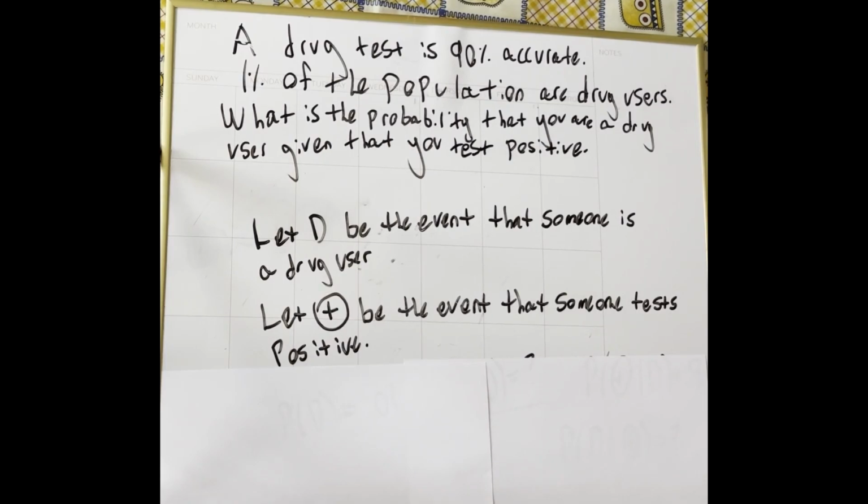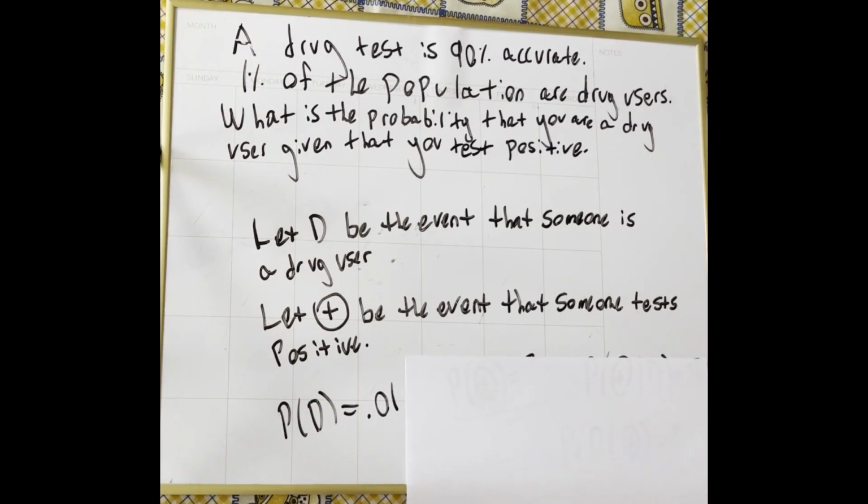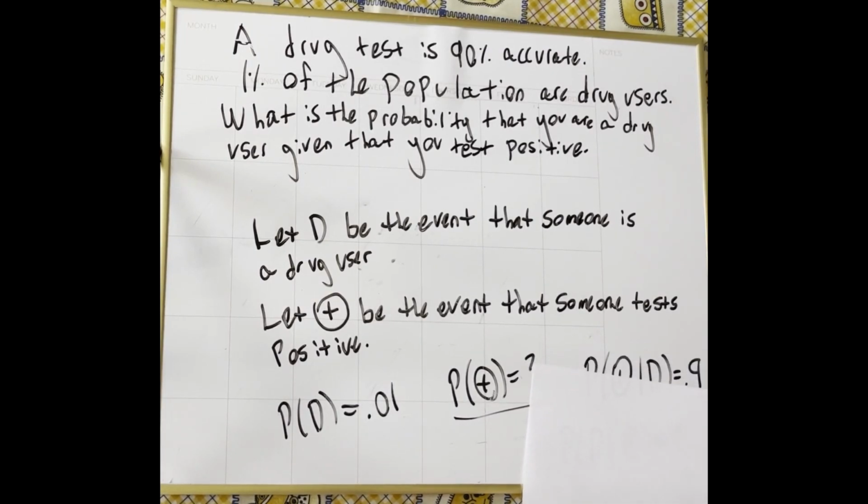So the first thing I'm going to investigate is the probability of D. What is the probability of event D from our given information? The probability of this event is 1%, or 0.01. Now, let's investigate. What is the probability from our given information of somebody testing positive? Well, that information isn't directly given. What this first line tells us, a drug test is 90% accurate, it tells us that the probability that somebody tests positive is 90% if they are a drug user. So the probability that someone tests positive, given that they're a drug user, is 90%.